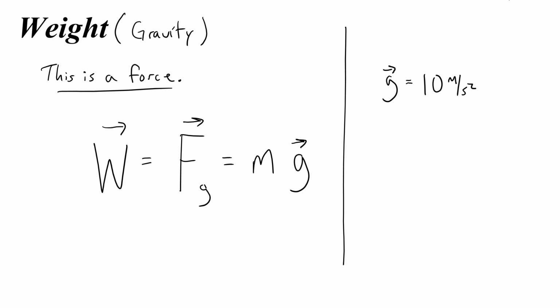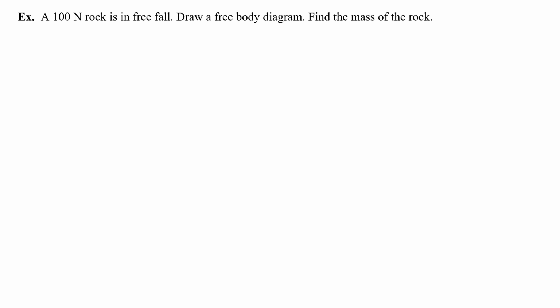Let's do a problem with this. A 1,000 Newton rock is in free fall. Draw a free body diagram and then find the mass of the rock. Okay, well, remember, a free body diagram is just a dot representing the center of mass of the object, and we draw all of the forces that are acting on the object.